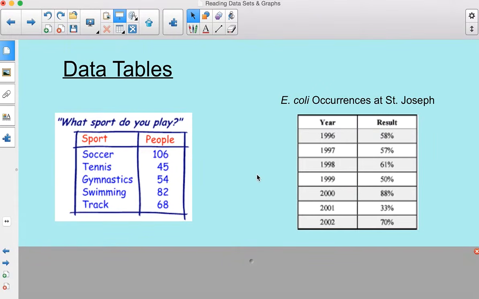Next up, take a look at data tables. When you read a data table, there's a couple of things you need to take into account. For example, what are they asking? What's the information showing? You can read that off the title, which you should have on every table that you create. In this one, what sport do you play? Here are the results. Over here, the E. coli occurrences at St. Joseph, and those are written in percents.